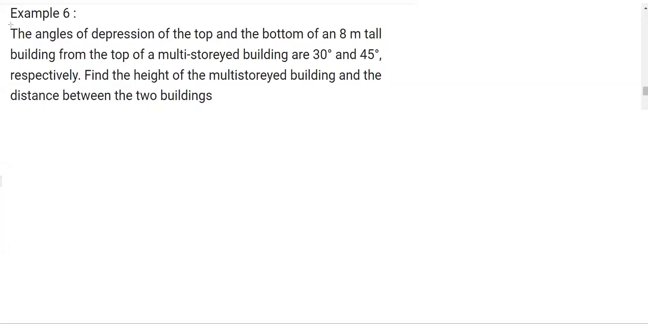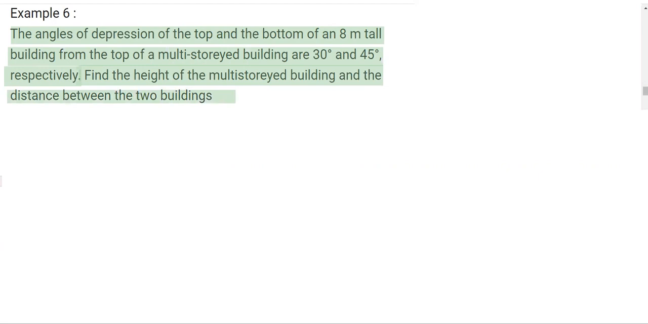In example number 6, it is given that the angle of depression of the top and bottom of an 8-meter tall building from the top of a multi-story building is 30 and 45 degrees. We have to find the height of the multi-story building and the distance between these two structures. So let's make two structures.